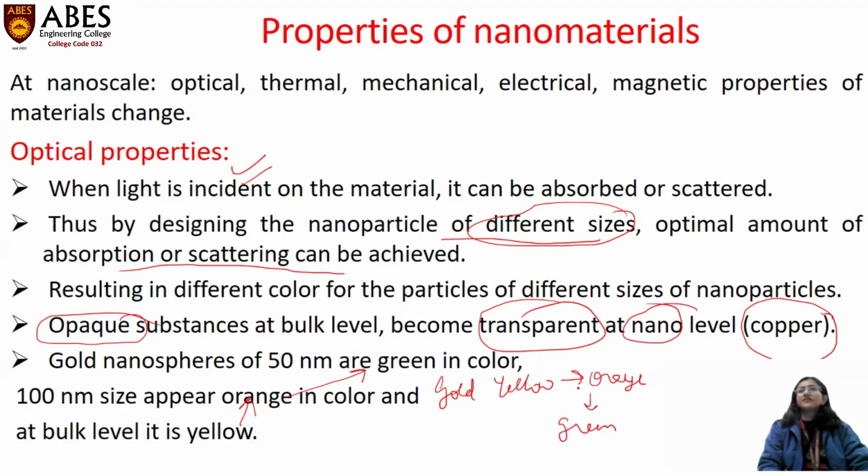Because there are different numbers of energy levels. When an atom drops from a higher to a lower level, radiation is emitted, and that is the color the material appears. Now, as these transition levels can be changed depending upon the size of the nanoparticle, the emission can be of different colors.